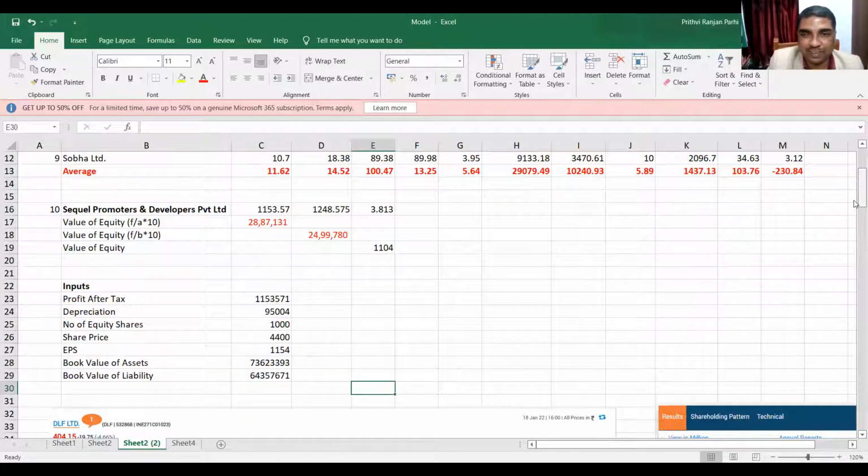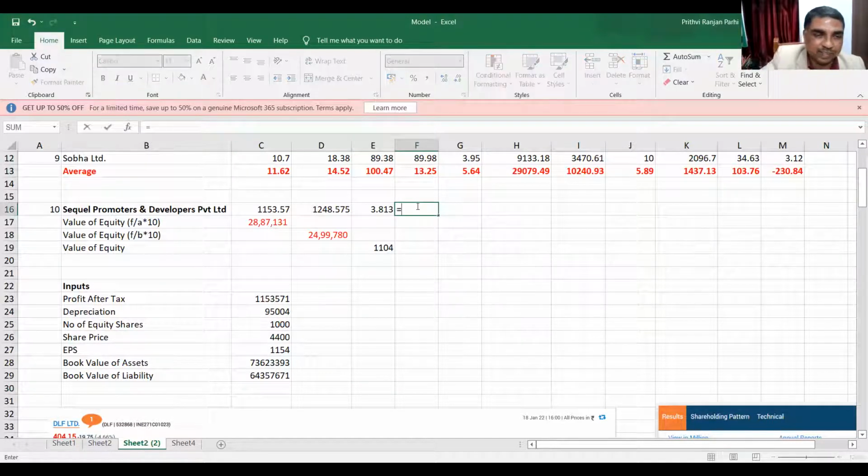Okay. Now we'll be calculating price to book value, PB ratio. What is the price? Price is here, share price you are taking here, divided by what is the book value? Book value is this minus this. Okay, you are getting this figure.